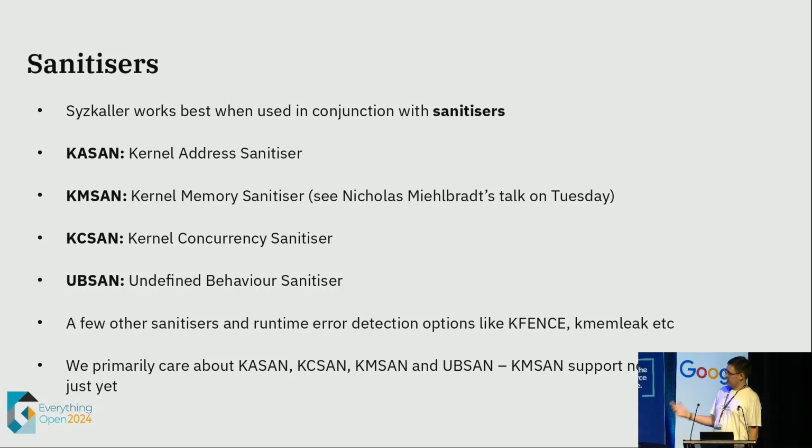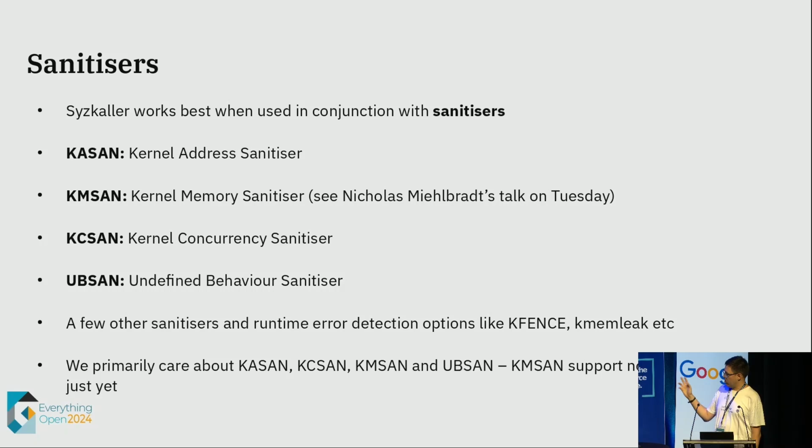We've got KMSAN, the kernel memory sanitizer. Go back in time to Nick's talk on Tuesday, or watch the video. It finds even more memory errors. It just runs slower. KCSAN helps detect data races. UBSAN is for undefined behavior, and we've got a few other things like KFENCE, which we don't really care about as much when we're running KASAN and KMSAN, which are better memory sanitizers.